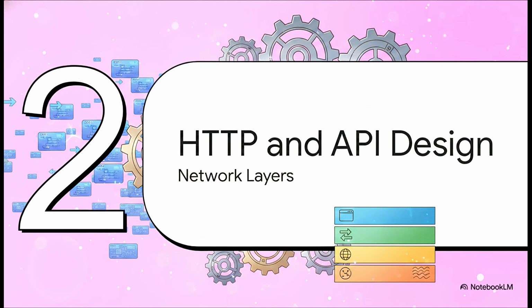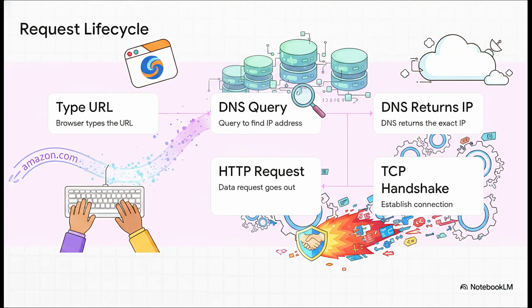Moving right along to Section 2, HTTP and API design. So you type a URL into your browser and hit enter. What actually happens? A highly complex lifecycle fires off in literally milliseconds. First, the browser queries the DNS to find the IP address. The DNS returns that exact IP. Next, a TCP handshake happens to establish a secure connection. And only after all of that does the actual HTTP request go out over the wire.